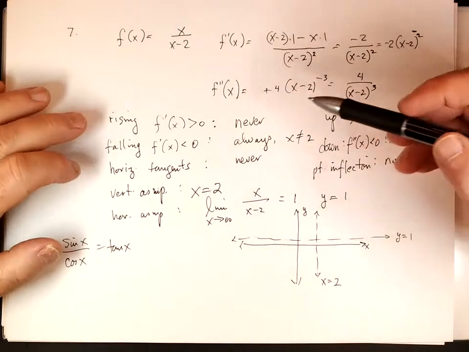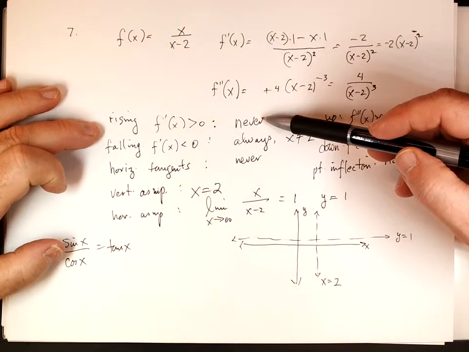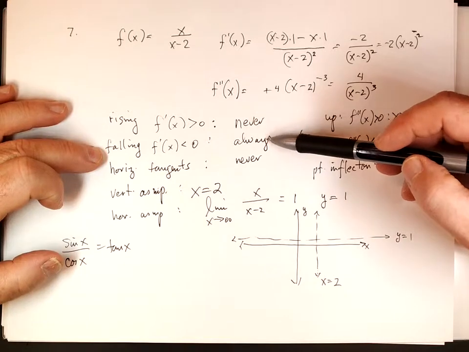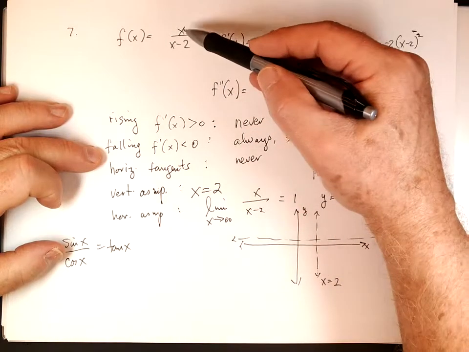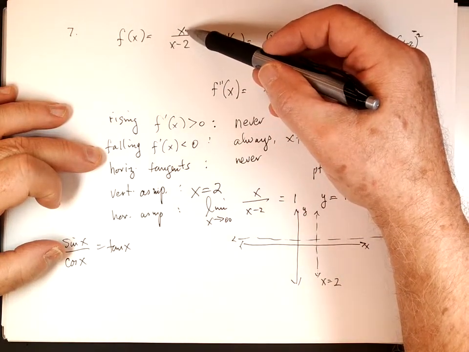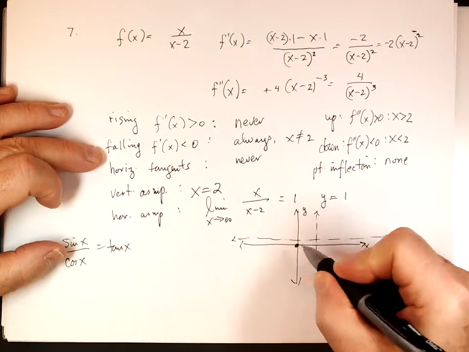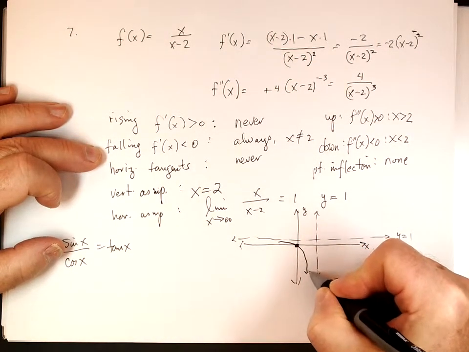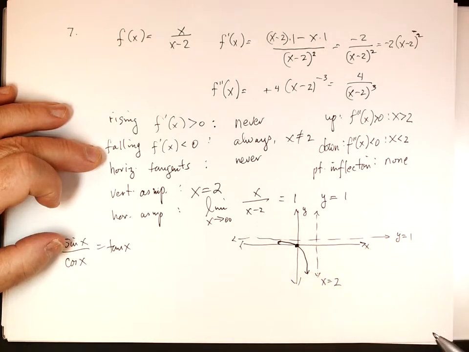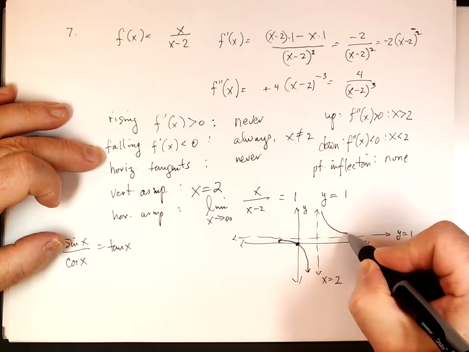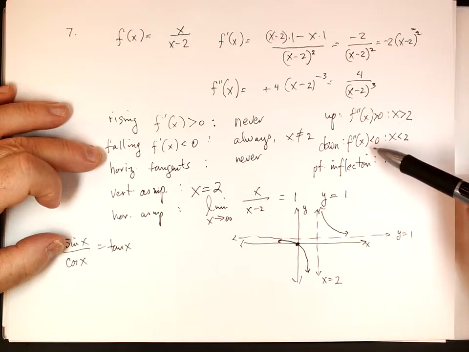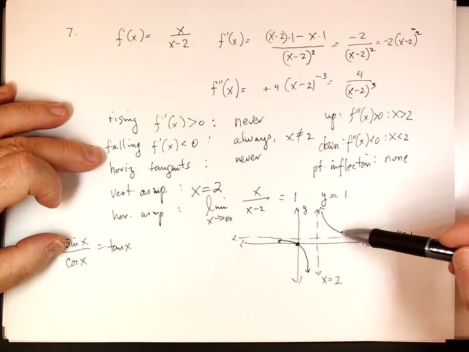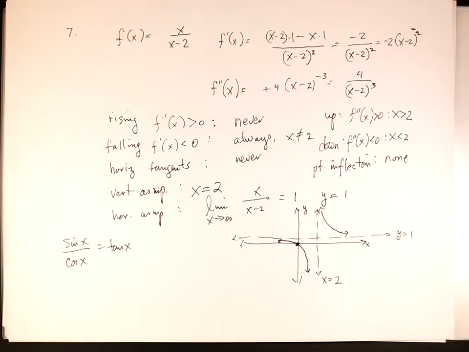So what do we know? We have a graph that's never rising, always falling. That tells you right off the bat what this thing looks like. You should get the y-intercept when x is 0, y is 0. So it goes through the origin, and it's always falling. If it's always falling, it must look like this on that side, this on this side. And let's check it with the second derivative. Concave up when x is greater than 2. Yeah, that's concave up. Concave down when x is less than 2. Yes, it's concave down. Falling, falling. No horizontal tangents. That's it.